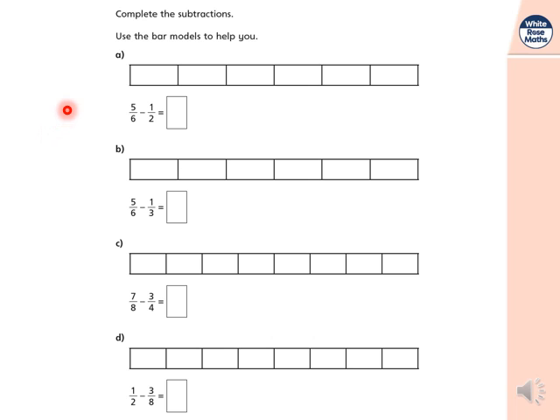With these ones, you've got to complete the subtractions using the bar models to help you. So here we can see we've got 5/6 take away a half, and here we've got our fraction bar, which has been partitioned into sixths. But what you're going to have to do with these two fractions here, which one are you going to change so the denominators are the same so that you can work it out? Pause the video and have a go.